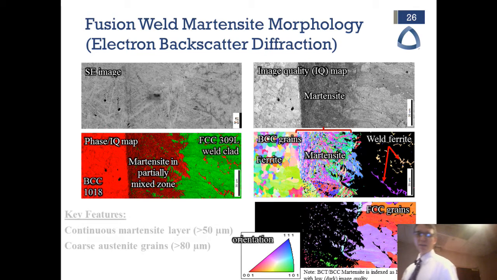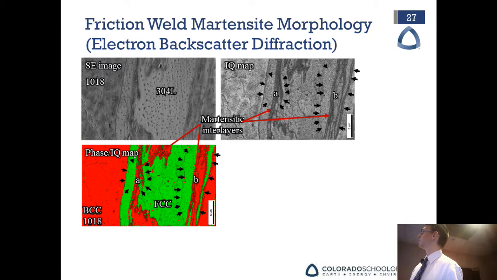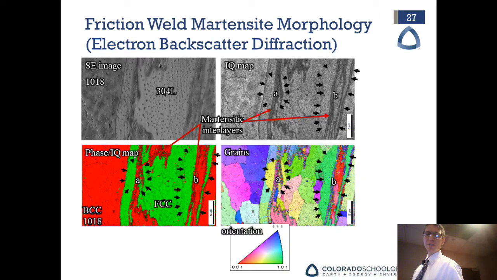So there are two takeaways here, two key features. One is that for the fusion weld, there's a continuous martensite layer, and two is that there are coarse austenite grains. However, for the friction weld, I've zoomed in more here. Maybe you can't see the scale bar very well from a distance, but these are much finer grains.